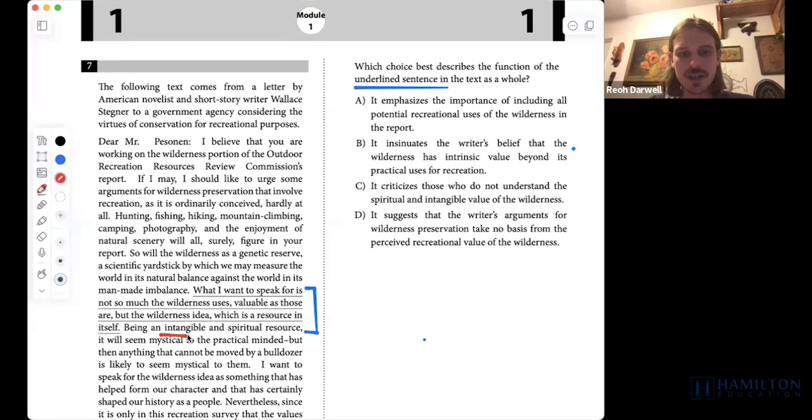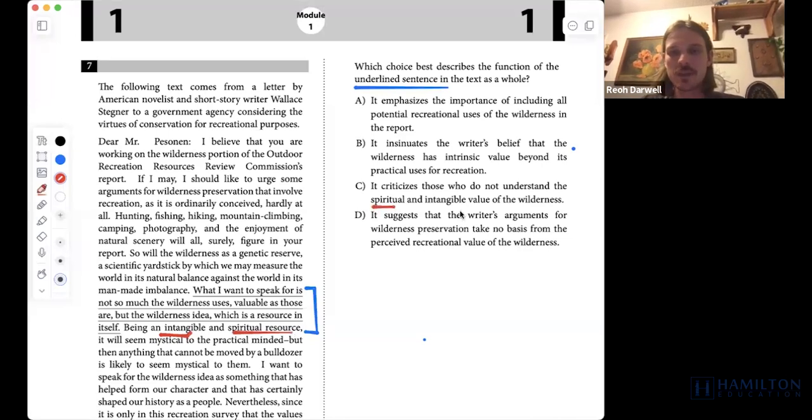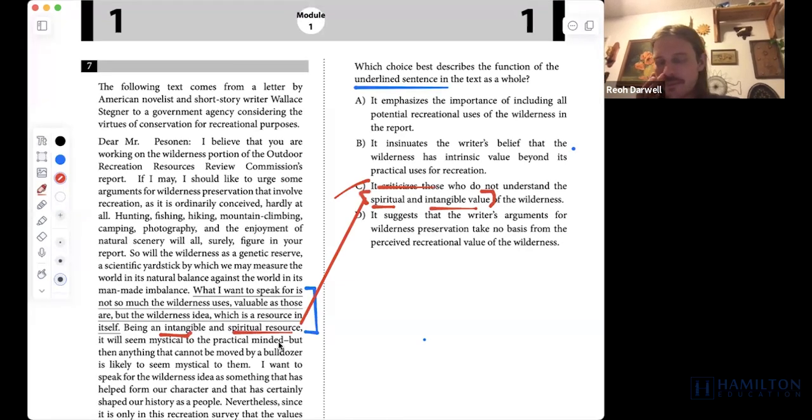Here we have an intangible and spiritual resource. And here we see a spiritual and intangible value of the wilderness. Okay. This you might think, ooh, this language is the same as this language. That's good, right? However, does it criticize those who do not understand that in this sentence or in this passage whatsoever? No, right? That is what we call a recycled language distractor.